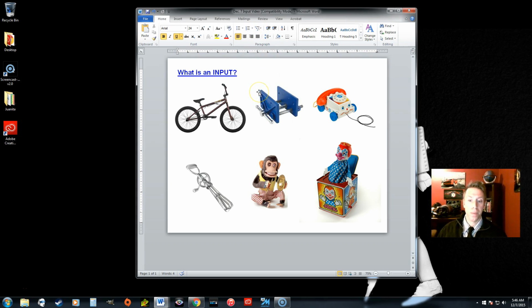Now, we have three other examples here for you. We have an egg beater, like a mechanical egg beater. We have a creepy clapping monkey. Imagine on the back there's a wind-up thing, and then you let it go, and it goes like that. And then we have a Jack in the Box. And then I also want you to think of a pencil sharpener, a mechanical pencil sharpener that would be on the wall. Think about those, and then answer what would be the inputs on each of those devices.